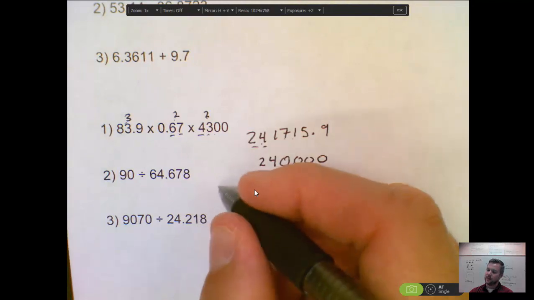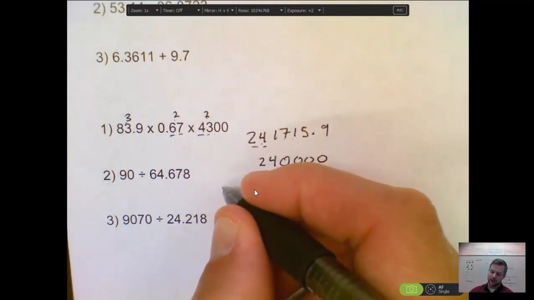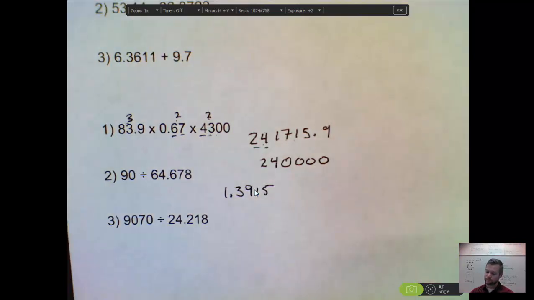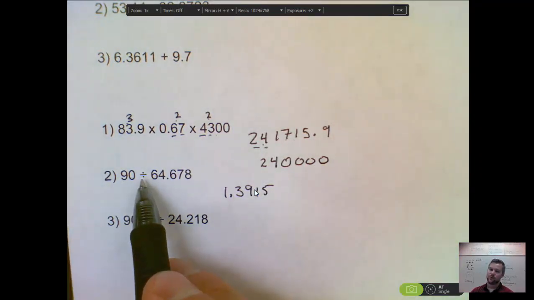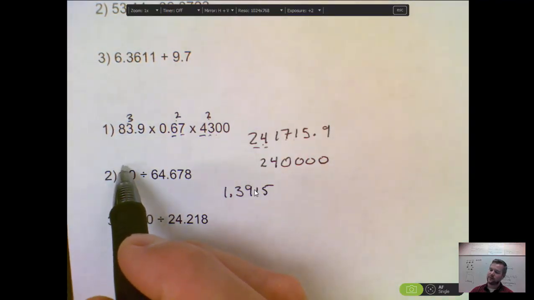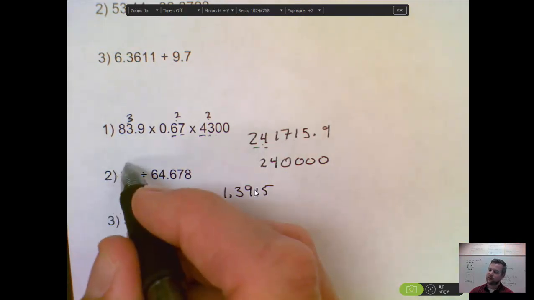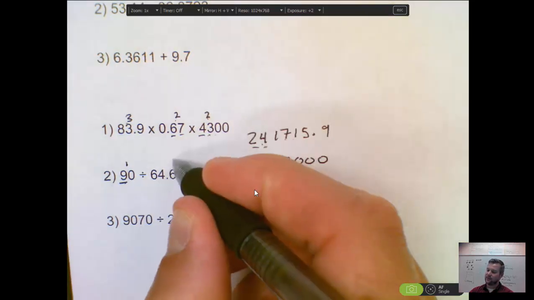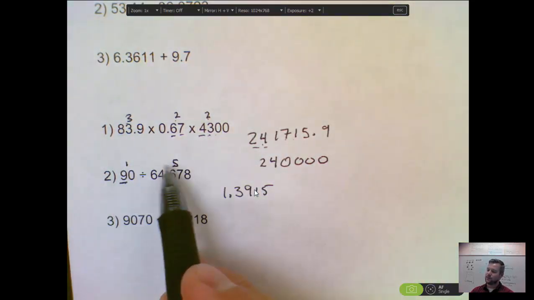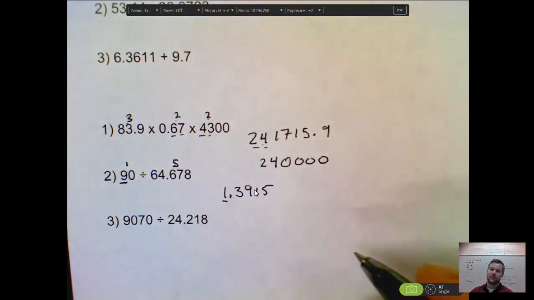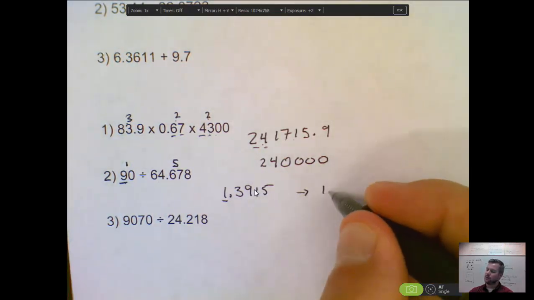Number 2, if you do 90 divided by 64.678, your calculator will give you 1.3915. Since this is the multiplication division rule, I see a non-zero. This 0 does not have a visibly drawn decimal, so it doesn't count. There's 1 sig fig. Second number, these are all non-zeros, so there's 5 sig figs. Of these two numbers, which is smaller? Number 1 is smaller, so I can only have one sig fig, one place value in my answer. This rounds to 1, that's it.